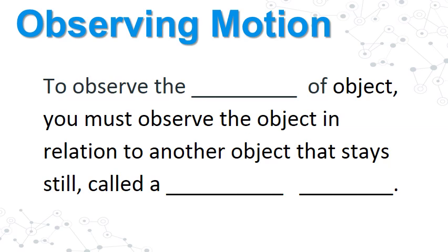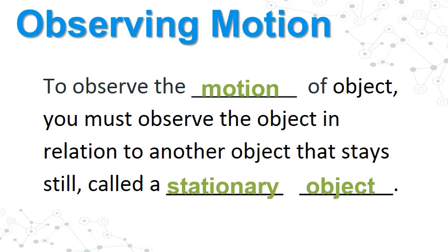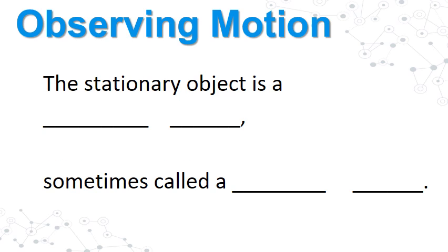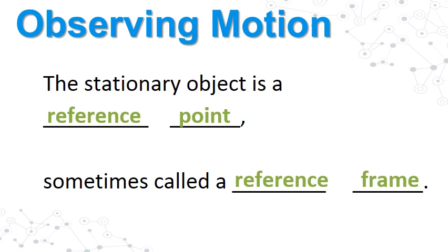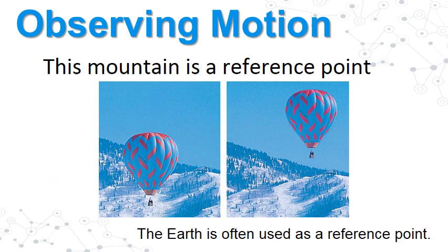Alright, so to observe the motion of an object, we have to first observe the object in relation to some other object that stays still. This is called a stationary object. So we need both the thing that's moving and the stationary object in order to truly tell that it's moving. So the stationary object is what we call a reference point. We sometimes call this a frame of reference or a reference frame.